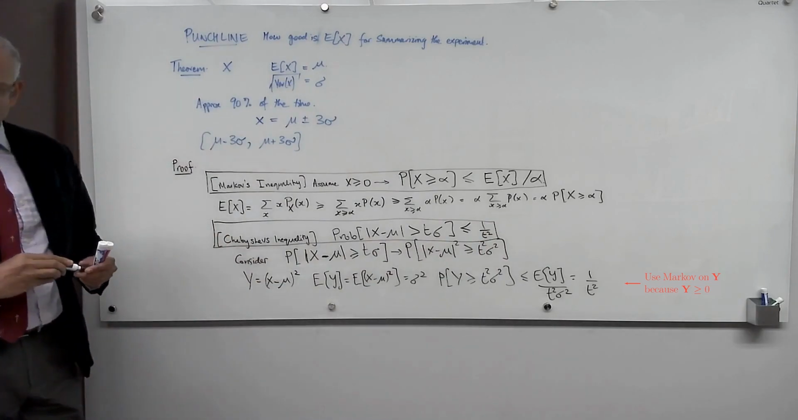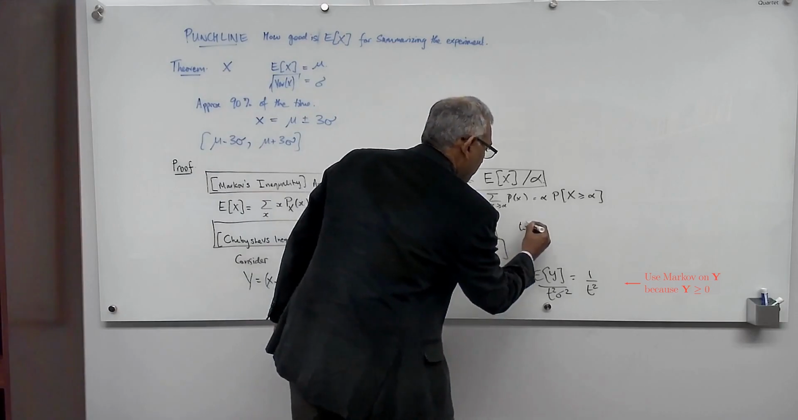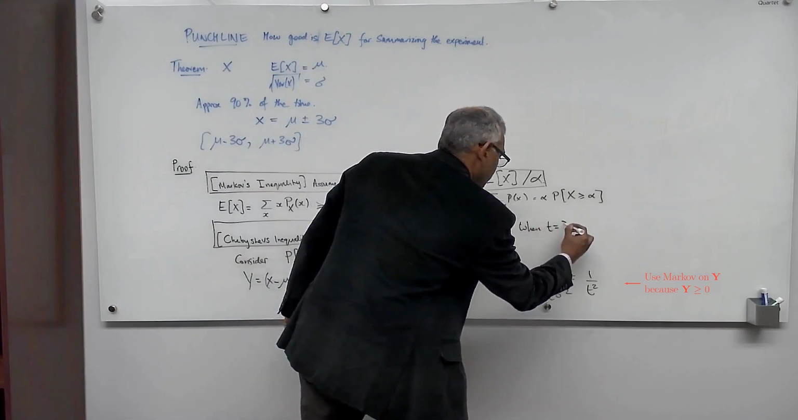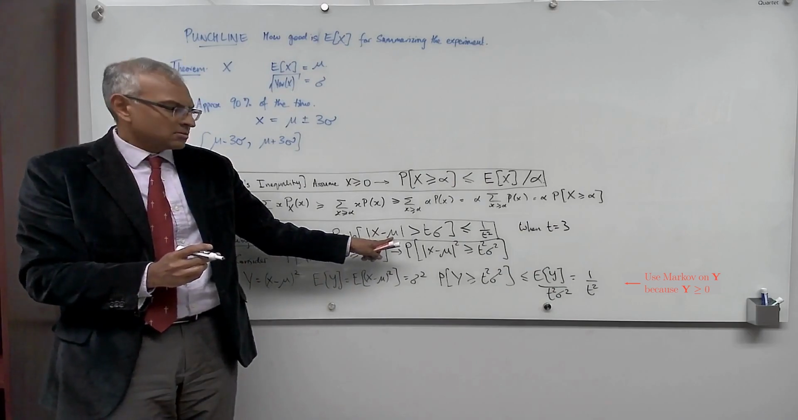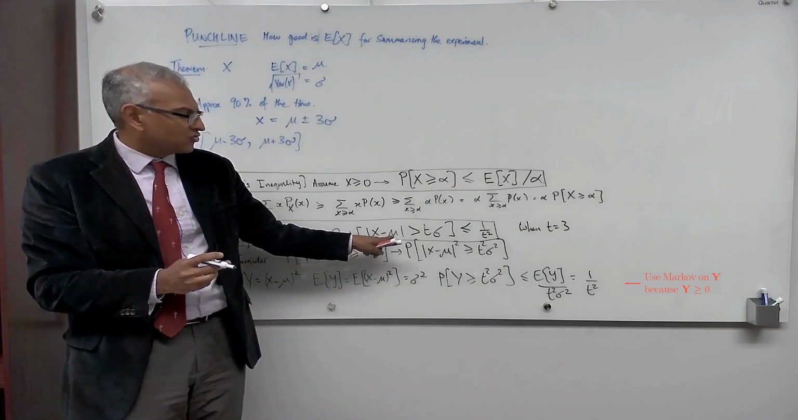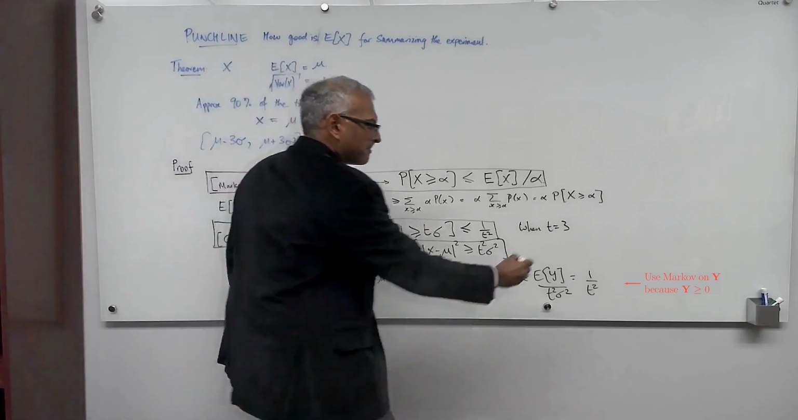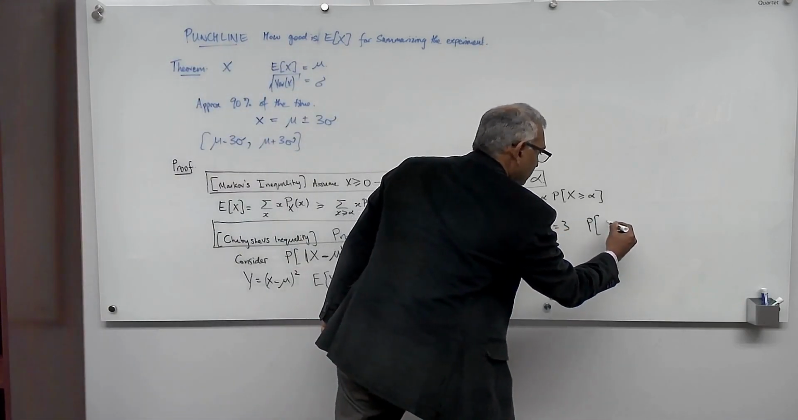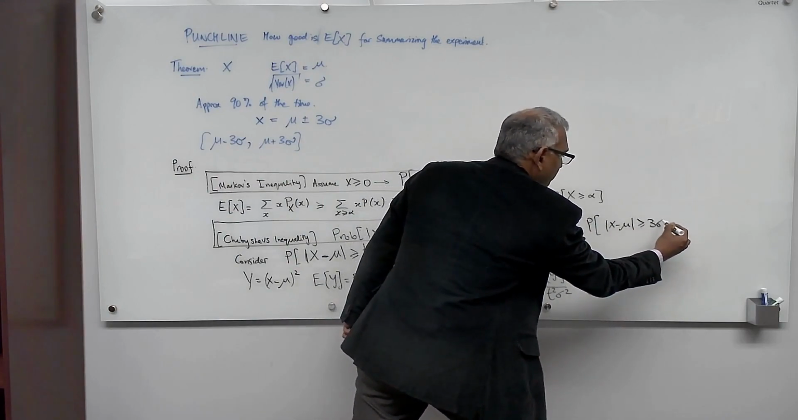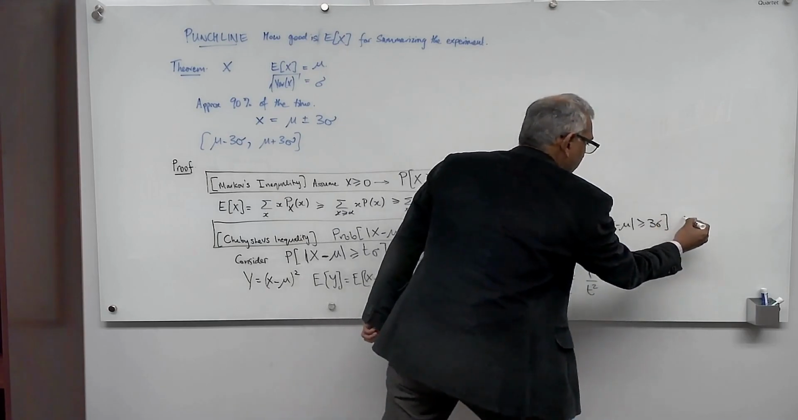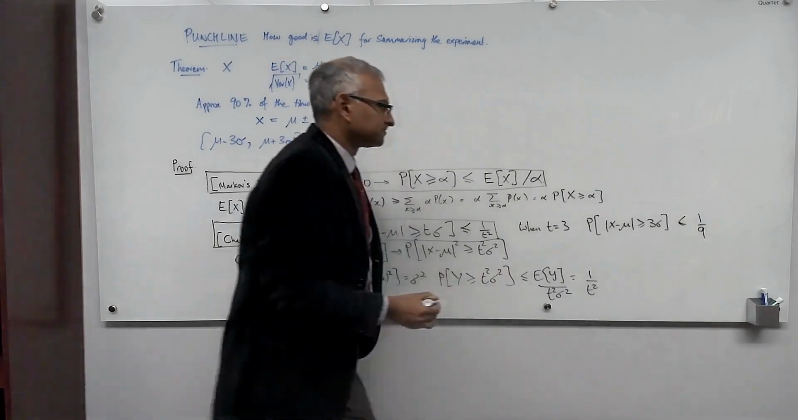So let's plug in t equals 3. When t equals 3, the probability that x deviates from mu by more than 3 sigma, the probability that x minus mu is greater than or equal to 3 sigma, is at most 1 over 3 squared, 1 over 9.